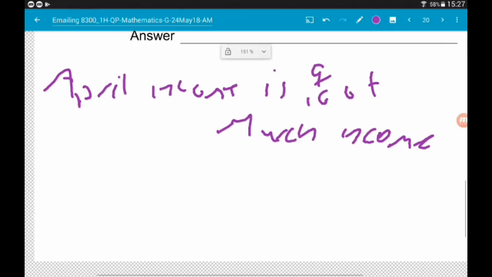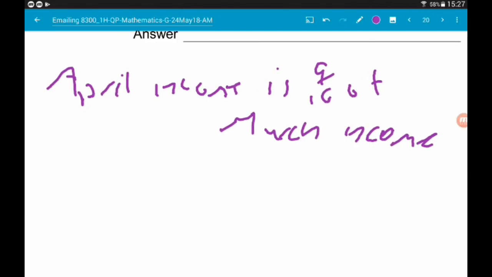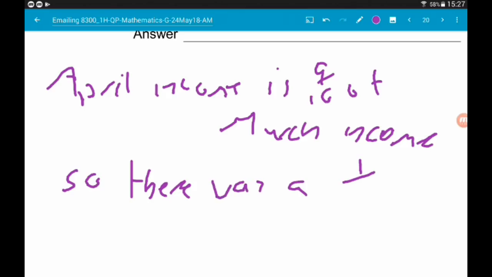So the decrease is 1/10. So there was a 1/10 decrease. It's a tricky one to wrap your head around, but I hope that helped.